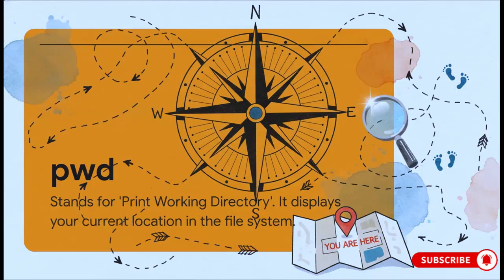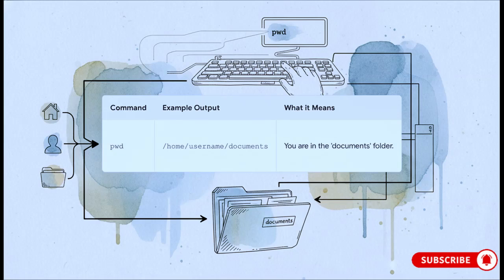First up is pwd, which stands for Print Working Directory. This command is basically your digital compass. If you ever feel lost inside your computer's file system, you just type pwd and it's like a big "You Are Here" sign on a map, showing you your exact location. So, for example, if you run pwd and you see something like /home/username/Documents, you know instantly, no guesswork, that you're currently inside the Documents folder. It's simple, it's clean, and it's effective.